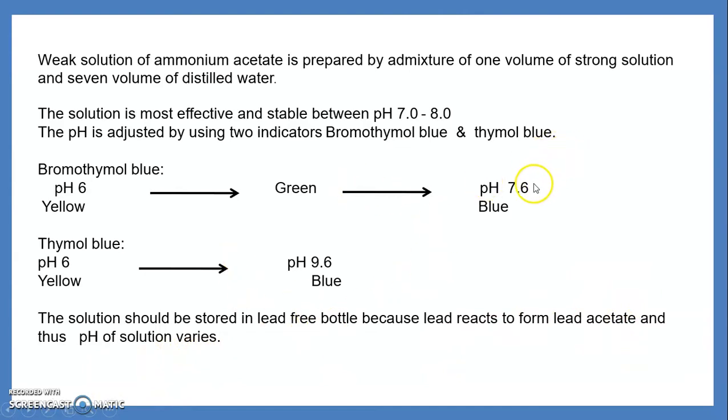We have to maintain the pH: if we use bromothymol blue, we maintain pH 7.6, where a blue color is obtained, and if we use thymol blue, we maintain pH 9.6, which also gives a blue color.